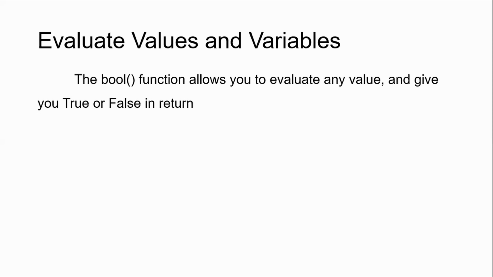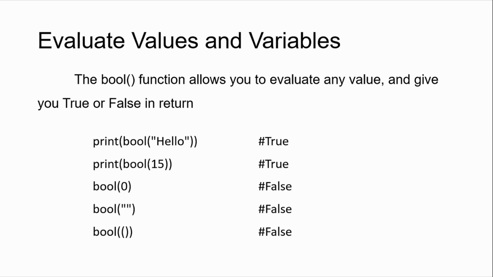Evaluate values and variables. The bool function allows you to evaluate any value and give you true or false in return. So print bool hello will evaluate to true. Print bool 15 will evaluate to true. Print bool 0, empty string and empty parenthesis will evaluate to false because almost any value is evaluated to true if it has some sort of content, that is any string is true except empty string, any number is true except 0, any list, tuple, set and dictionary are true except empty ones.